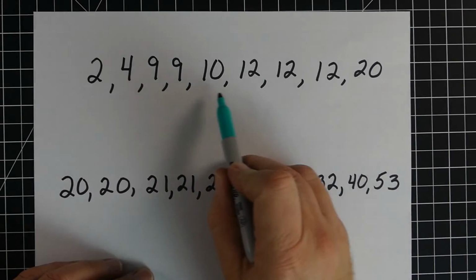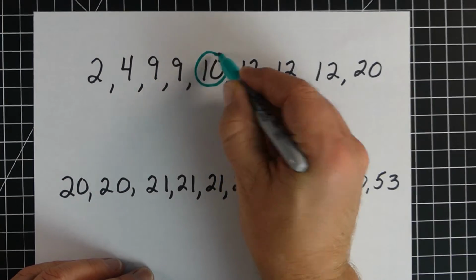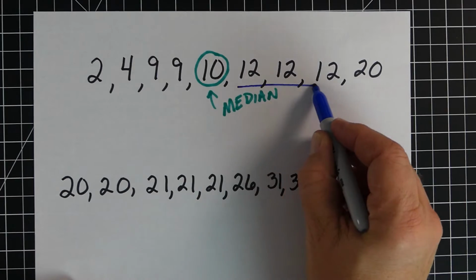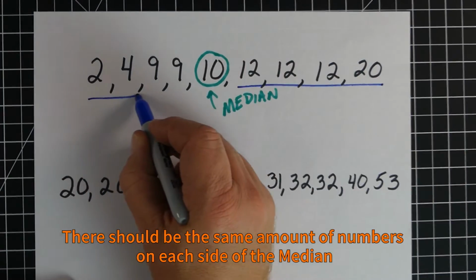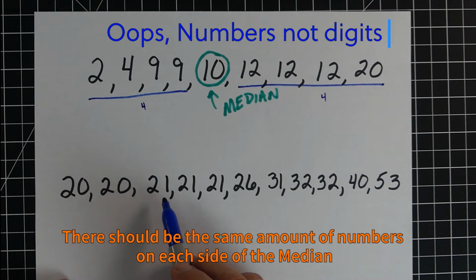Now, here's another example, a couple more examples. We're going to find the median with an odd amount. So in this case right here, you can see that we have 9 numbers. And the number 10 is our median. It's right in the middle. Now what you're going to notice is on both sides of the median are the same amount of numbers. There's 4 digits to the left and 4 to the right.